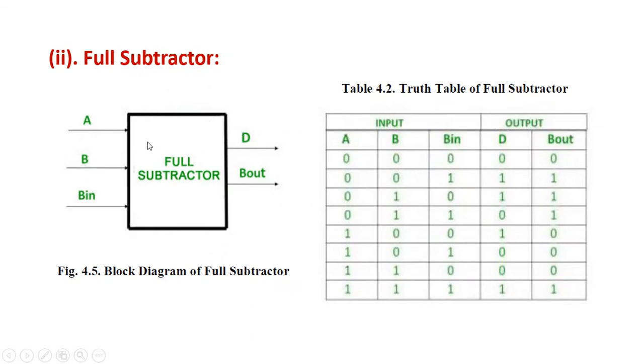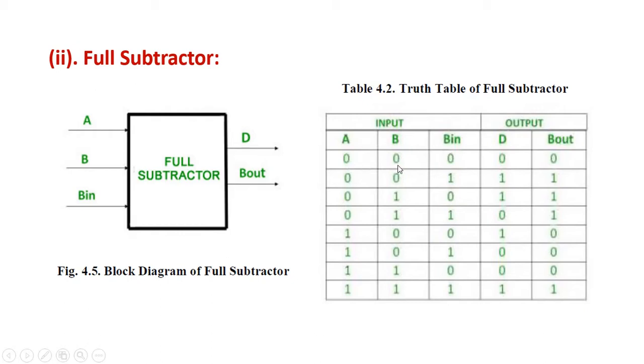Now coming to full subtractor, we will give two inputs along with the borrow from the previous stage. So three inputs altogether, and we will get two outputs, difference and borrow out. We have three variables, so in total 8 combinations will be possible. Here we subtract B from A, and from whatever difference we get, we will subtract B in. So it will be A minus B minus B in.